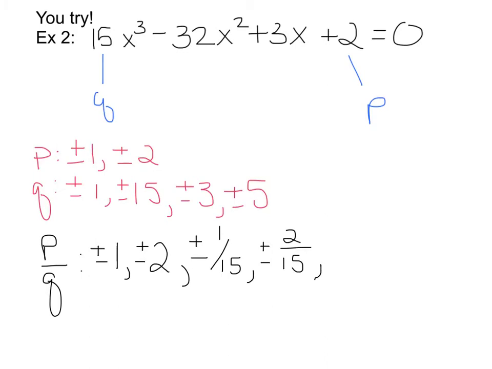Okay, move back to the beginning, and we're going to do 1 divided by 3, and that's going to give me 1/3. And then move on to the 2, and 2 divided by 3 is going to give me 2/3. Okay, then we move back to the beginning, and we do 1 divided by 5. And then move on to the 2, and we do 2 divided by 5. So 1, 2, 1/15, 2/15, 1/3, 2/3, 1/5, or 2/5 are all the possible solutions to 15x cubed minus 32x squared plus 3x plus 2.